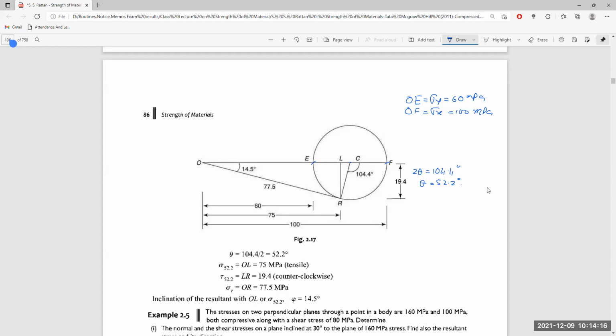So by measuring the length OL and LR and converting into stresses by your scale, you'll get the maximum normal stress and maximum shear stress. And the resultant stress you can measure from the length OR and convert it. And the angle at which the resultant intersects the x-axis is given as 14.5, which you can measure here. So both analytically as well as graphically, we can calculate both of them.